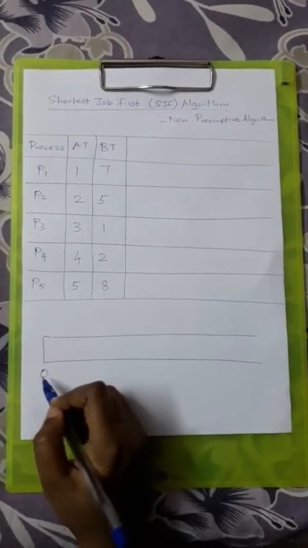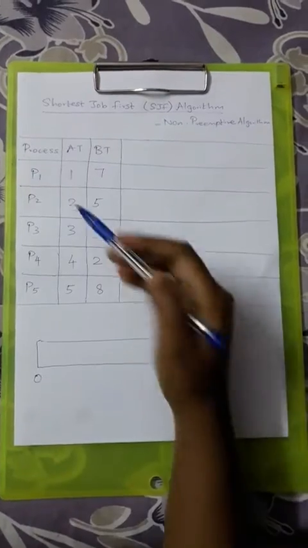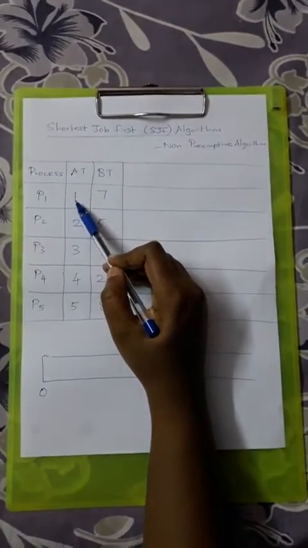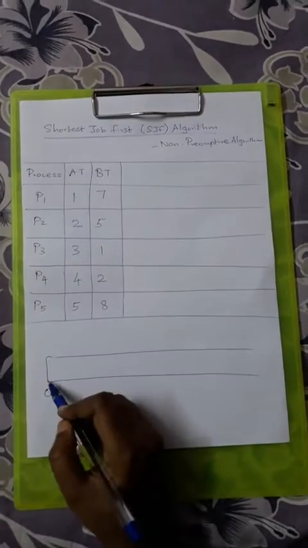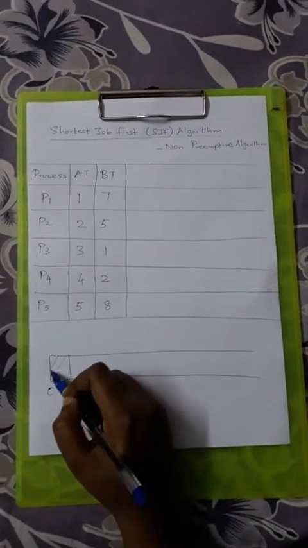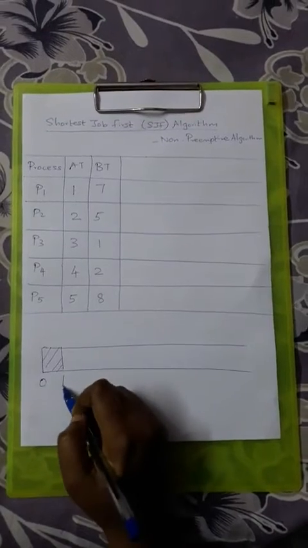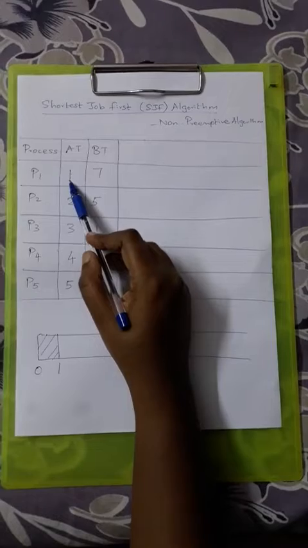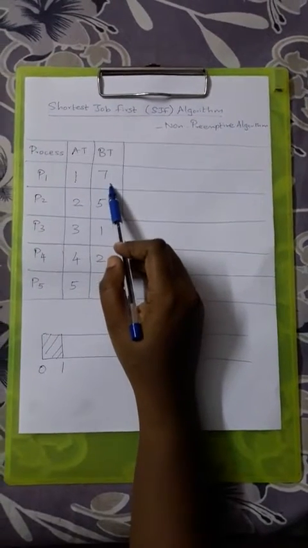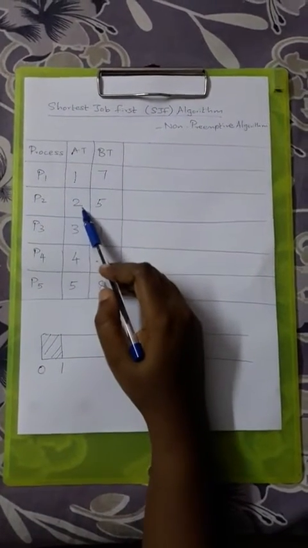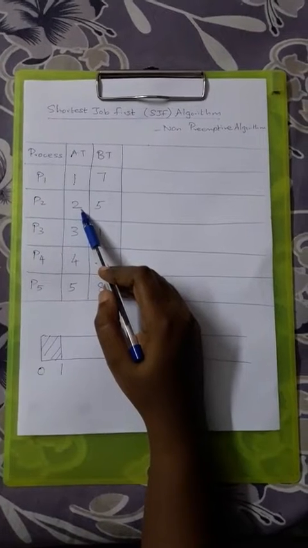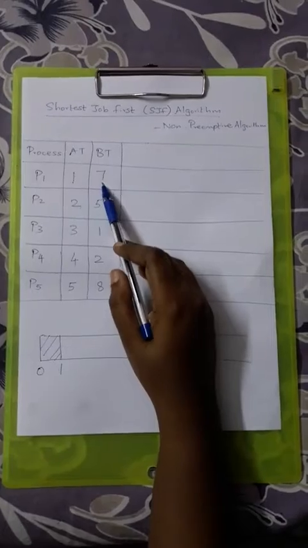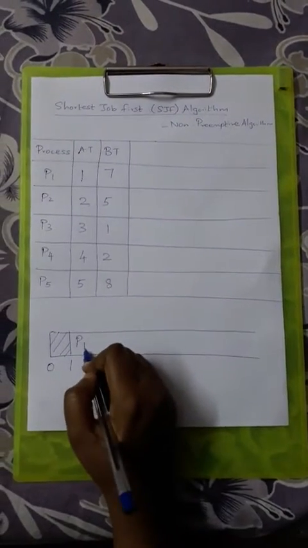The Gantt chart starts at the 0th millisecond, but here the first process P1 arrives at the first millisecond. So from 0 to 1, we don't have any process to execute, so we mark it like this. Then at the first millisecond, we have only one process, because the second process, P2, arrives only at the second millisecond. So P1 only has to execute.